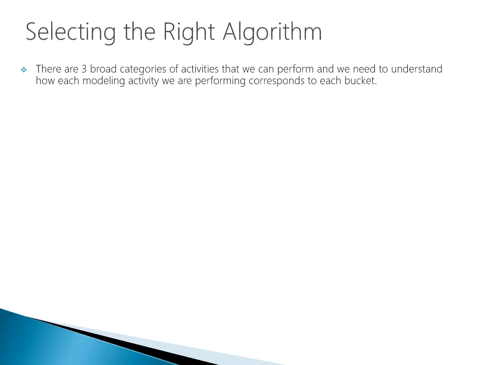We spent a lot of time talking about EDA and variable selection procedures. I now want to take the opportunity to dive into selecting the right algorithm for the right task. We can think of predictive modeling in three broad categories of activities that we perform, and we need to understand how each modeling activity we're performing corresponds to each one of these buckets.